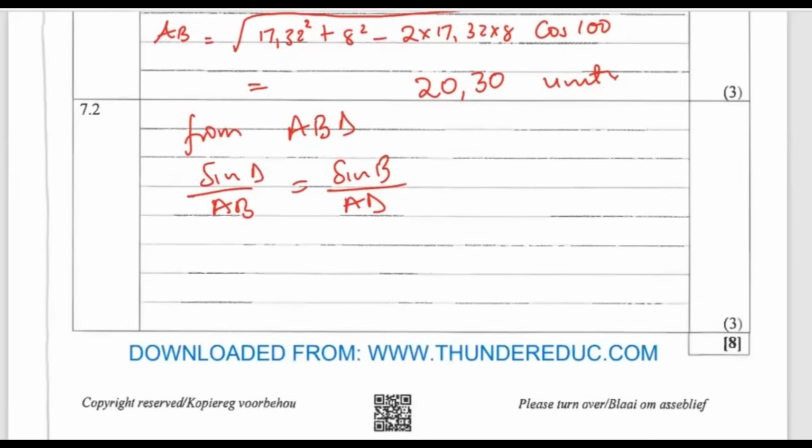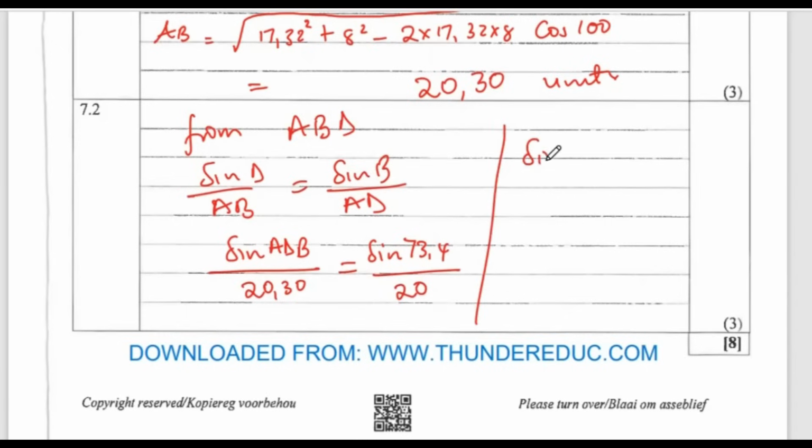Then I'll do my substitution. So the sine of D, which is ADB over our AB that we got as 20.30, must be equal to the sine of the angle that we're given, which is 73.4, over the distance, which is 20. I'll cross multiply. So it means the sine of ADB is 20.4 times the sine of 73.4 over 20.